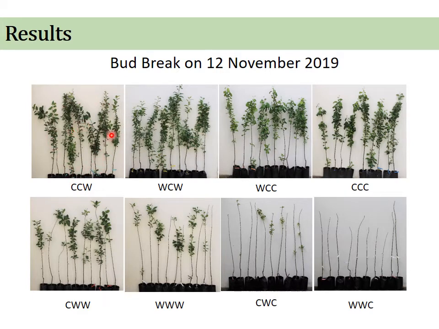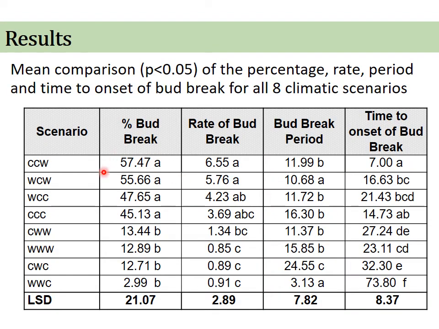If we look at this a little bit more carefully in the table here, we can see that the stats show that these ones with the cold winter had a better percentage bud break. The rate of bud break was also higher. And if we look here, the best scenario, the cold autumn, the cold winter, and the warm spring, the time to bud break was vastly less than all the others.